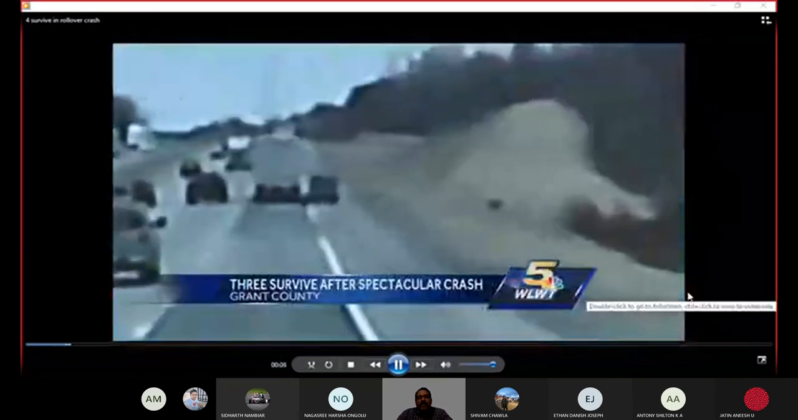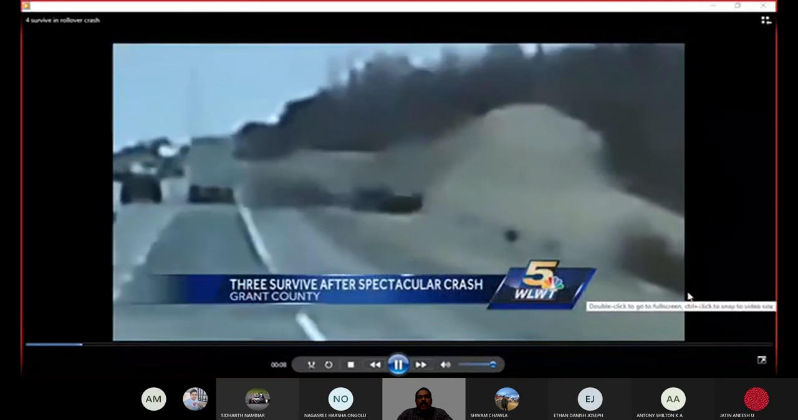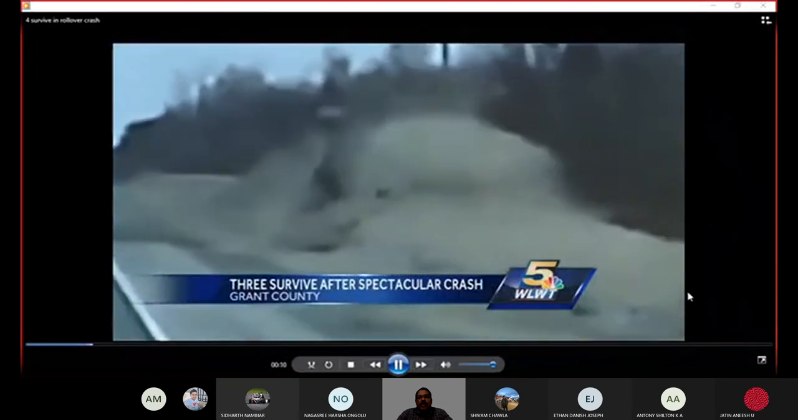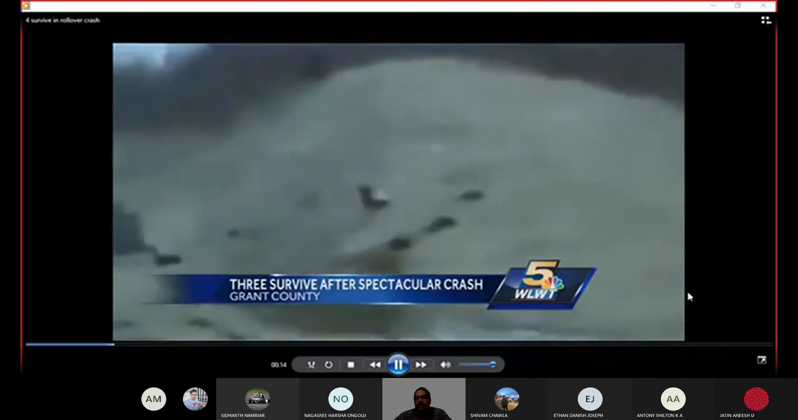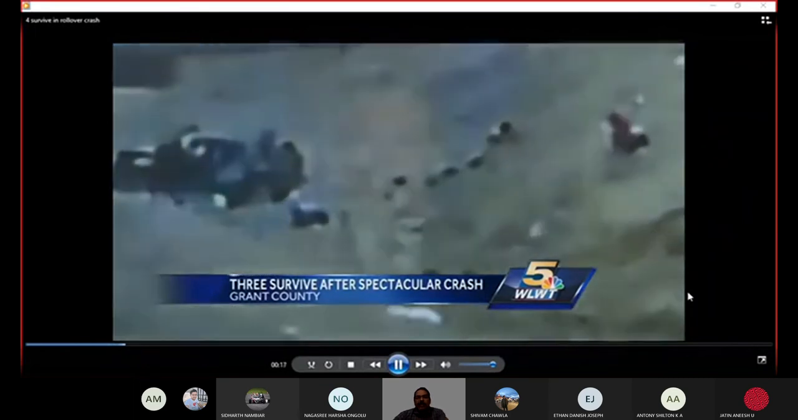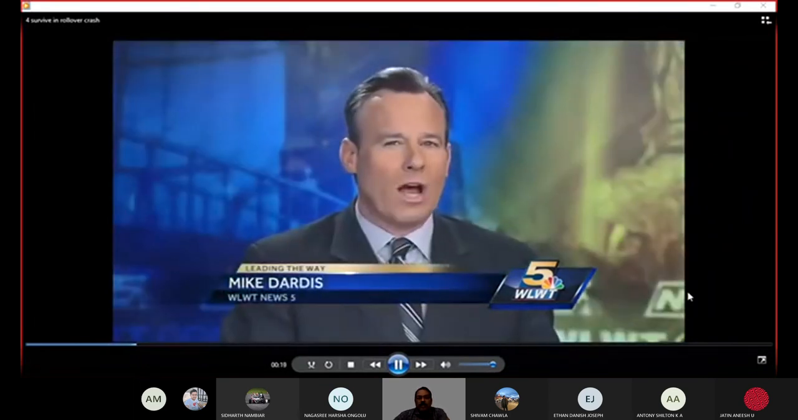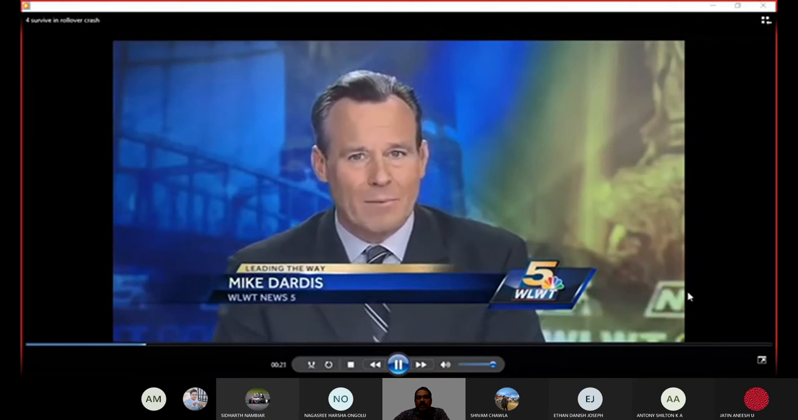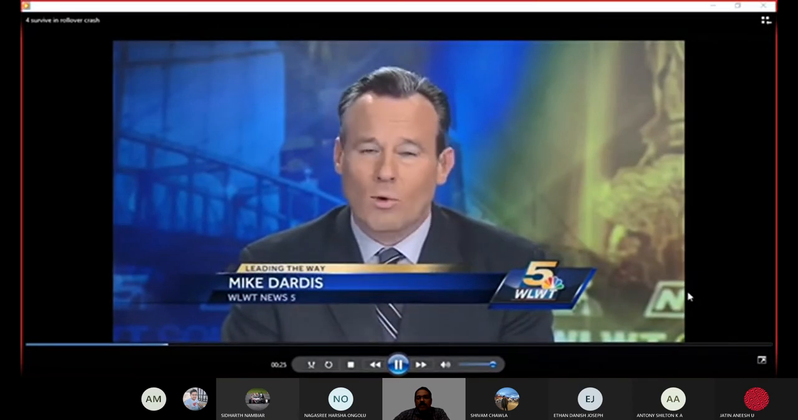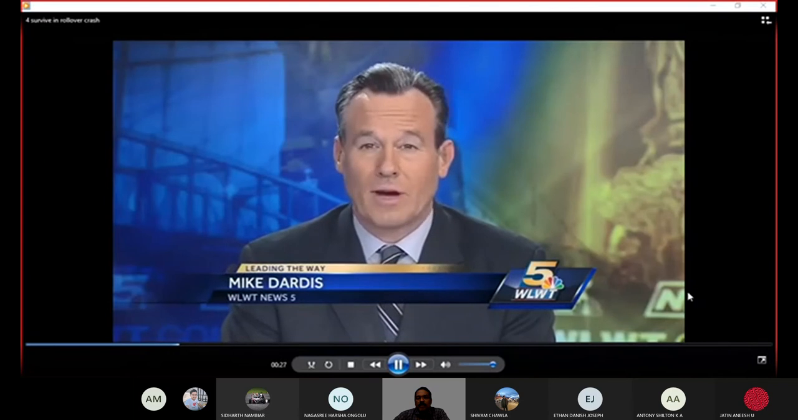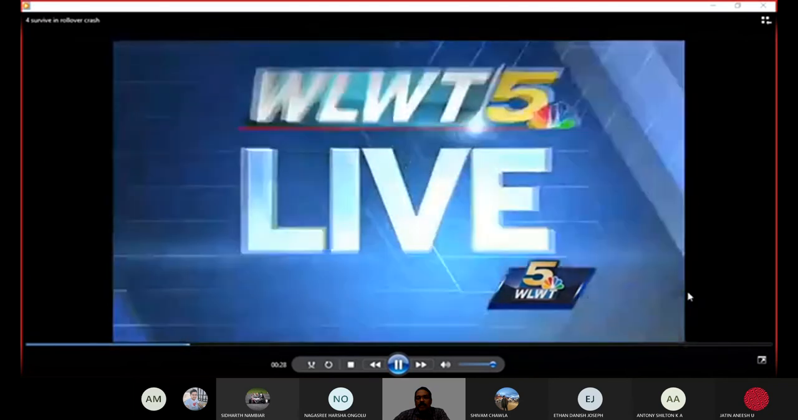Wild crash in Grant County. Look at this. All five people somehow survived this, including a five-year-old boy, after being tossed around and out of an SUV during a rollover crash on the interstate. The dash cam video was taken by a Wisconsin truck driver right behind them. That crash happened on northbound 75 near mile marker 162. WLWT News 5's Brian Hamrick spent the day in Grant County.